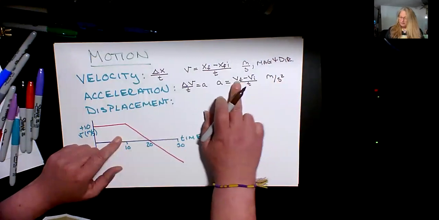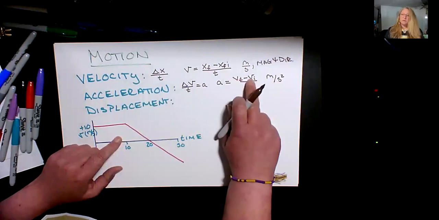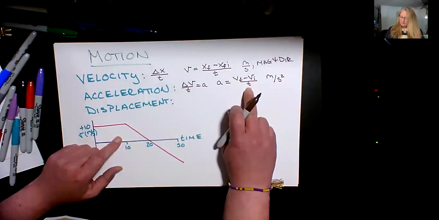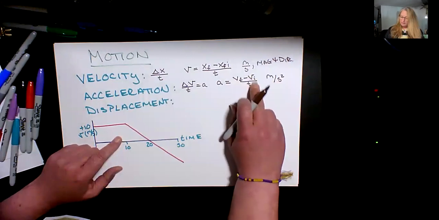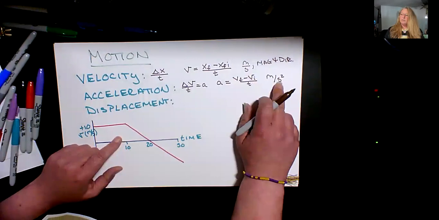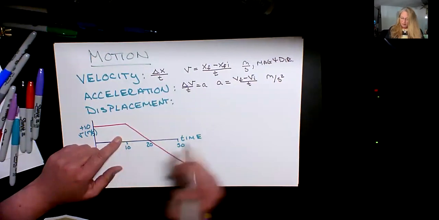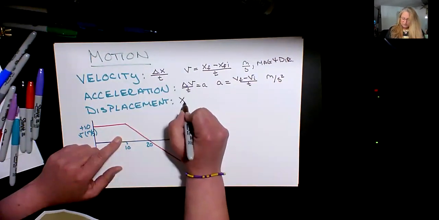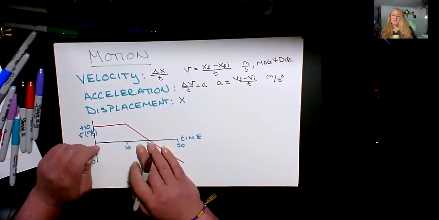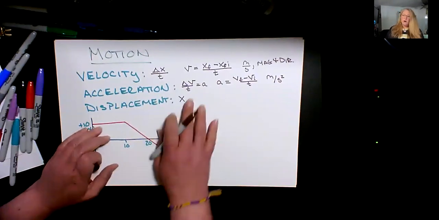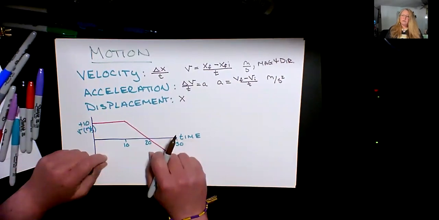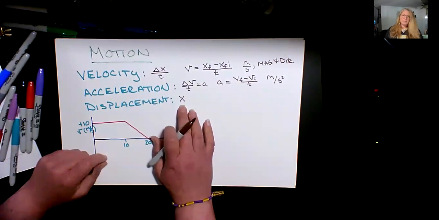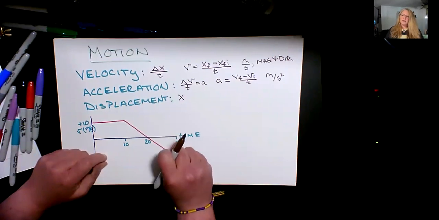Acceleration has units of meters per second squared. The top piece is meters per second, that's my velocity, divided by time, and that's where the squared comes from. Meters per second over seconds gives me meters per second squared. And displacement is just something we can use x for. Displacement can be in the x or the y. X is just a standard variable that we use, so don't freak out about it. These things apply to both the x and the y directions, but right now let's just focus on that.